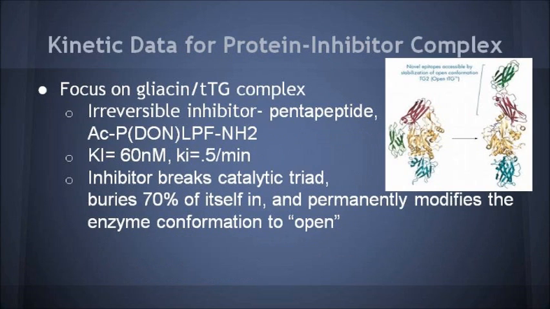The following kinetic data is for the gliadin and tissue transglutaminase protein inhibitor complex. Gliadin is an irreversible inhibitor. The inhibitor breaks the catalytic triad, buries 70% of itself in, and permanently modifies the enzyme conformation to open.